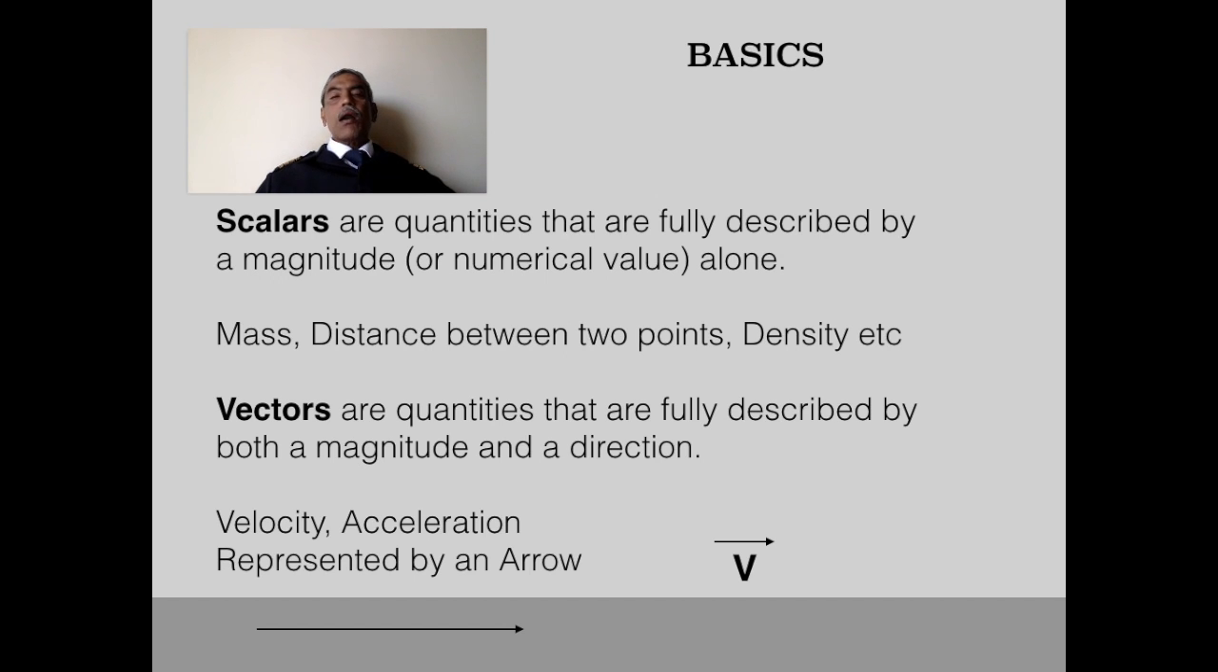Whereas vectors are quantities that are fully described by both a magnitude and, more importantly, a direction. Any quantity acting in a particular direction, which can be described and firmly established to be in this particular direction, is called a vector. Examples of vectors are velocity and acceleration, and a vector is always represented by an arrow. As you can see, the velocity v is shown with an arrow on the head to indicate that it is a vector quantity.